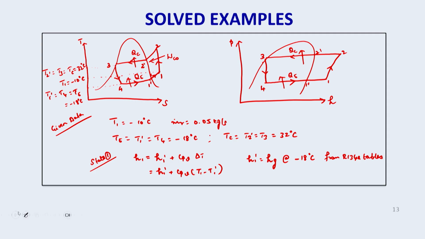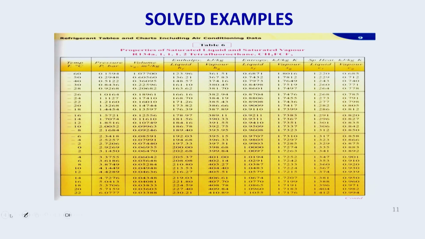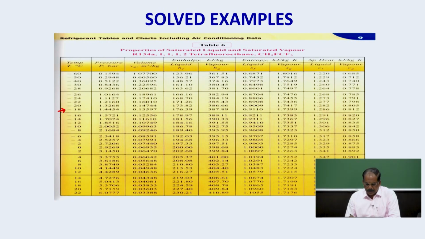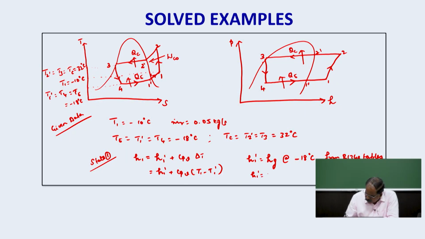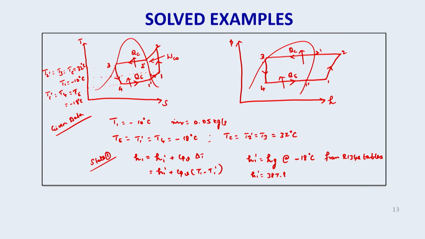So let us go to the refrigerant tables. Corresponding to minus 18, this is liquid enthalpy, this is vapor enthalpy, 387.89. So H1 dash is equal to 387.89 kilojoule per kg.